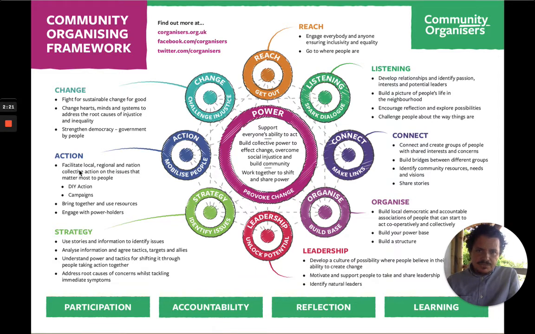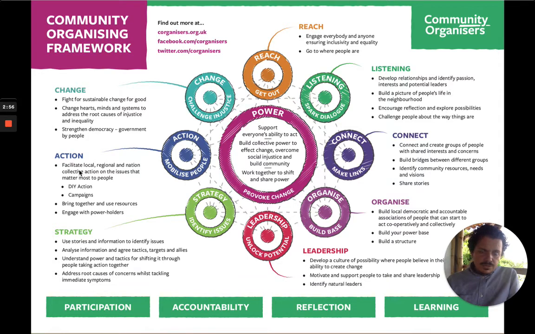And so, as you can see, at the center of this whole framework is power. Through community organizing, what we aim to do is to support everyone's ability to act, help people to build their collective power so that they can overcome social injustice and build community, and work together to shift and share power, to create transformation, to make changes that benefit people within the communities that we're working with and we're working for.